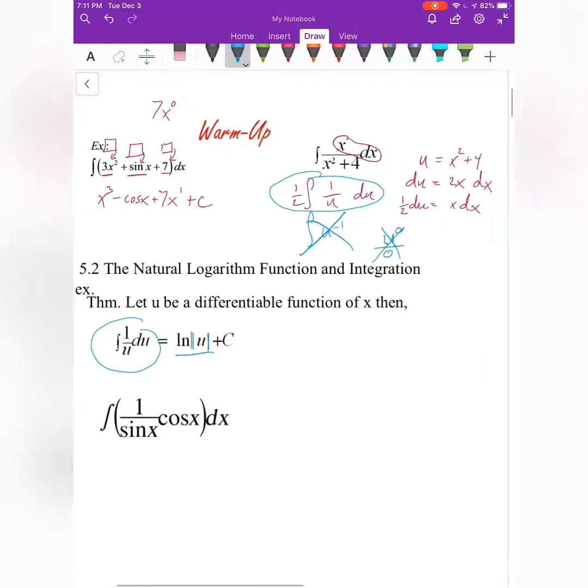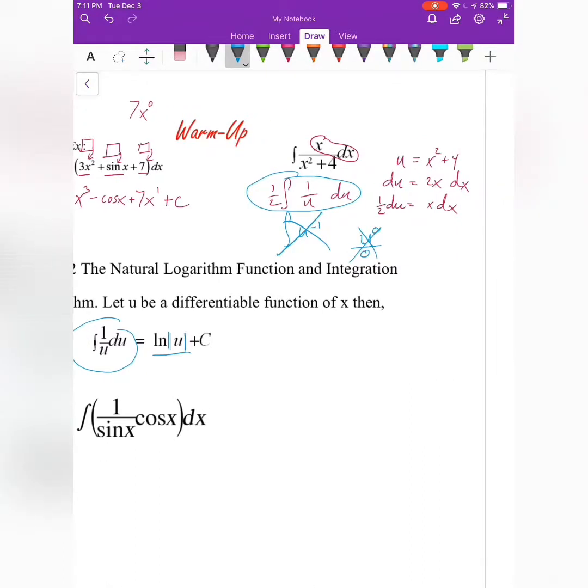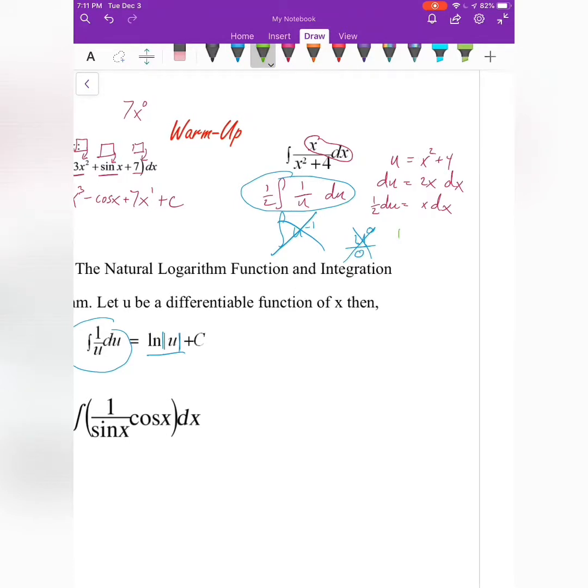So, to finish off this problem up here, I'm going to do that in green. You still have the 1/2. The 1 over u du becomes ln of the absolute value of u. So I'll plug my u in, it's x squared plus 4. And then you don't forget your plus c. And that problem would be done.